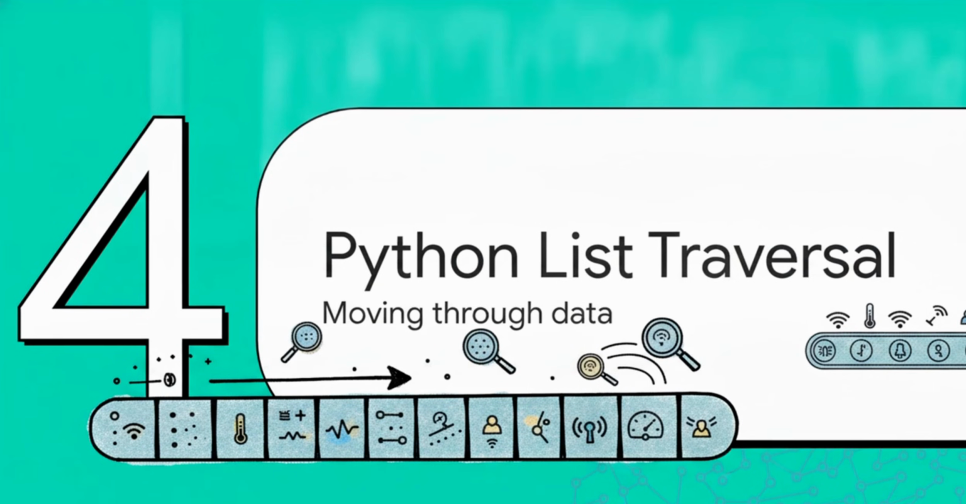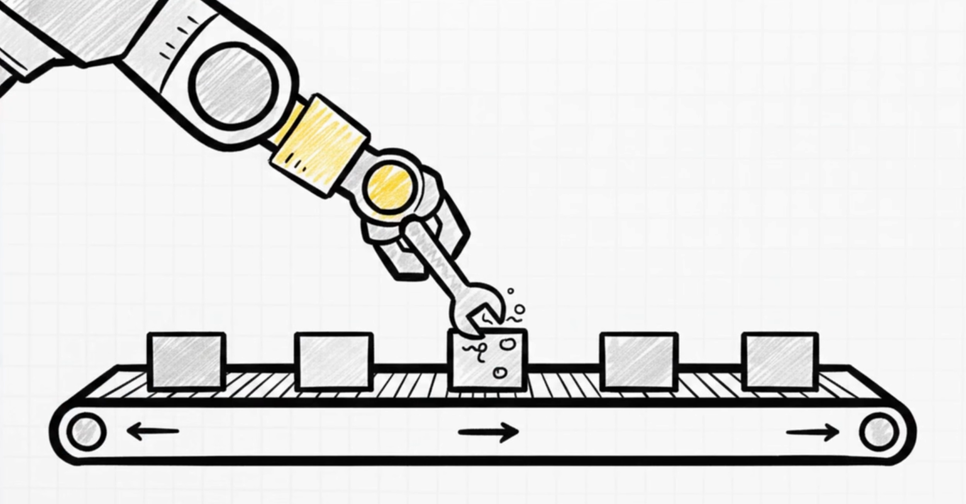All right, section 4, Python list traversal. Moving through the data. Okay, so indexing is fantastic if you just want to find one single item. But what if, and this happens a lot, you need to go through every single item in a list of, say, 1,000 sensor readings? That is exactly where the for-i in range code block comes into play. This is our traversal tool.